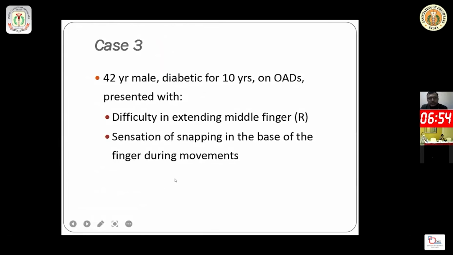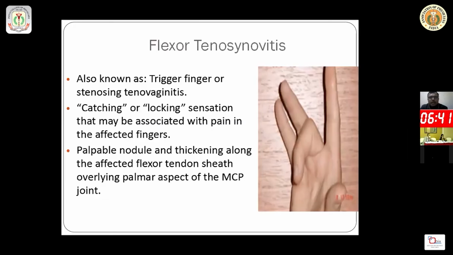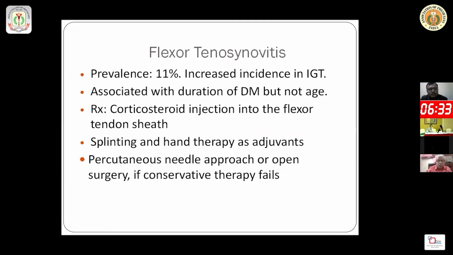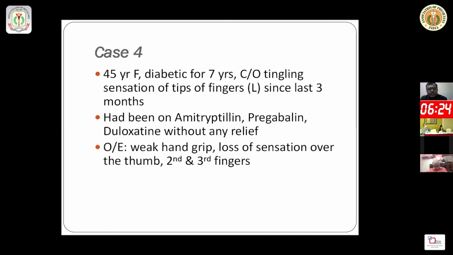The next case: a 42-year-old male diabetic on OAD presents with difficulty in extending the middle finger and a sensation of snapping at the base of the finger during movements. Yes, very common. It is trigger finger, also known as tenosynovitis, wherein there is a catching or locking sensation that may be associated with pain in the affected fingers, and there are palpable nodules at the base. Mainly the orthopedicians treat it by giving corticosteroid in the flexor tendon sheath.